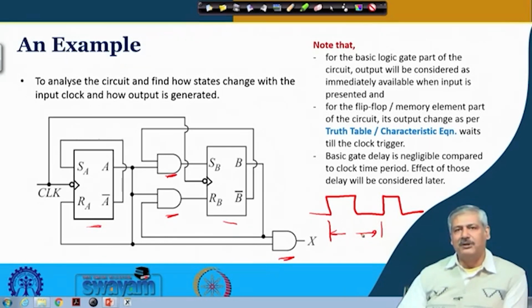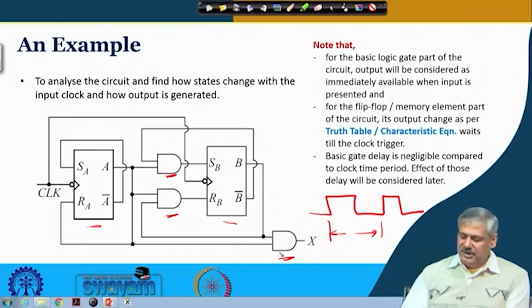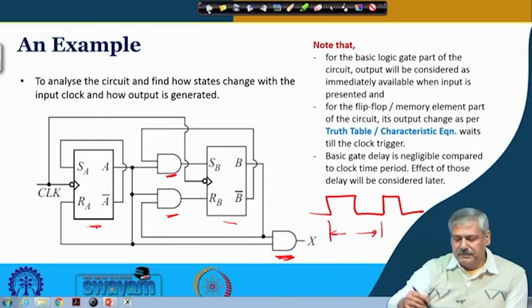If the delay is comparable, what will happen? That again we shall take up later. Right now, in our first discussion on analysis of sequential logic circuits, we are considering a scenario where the propagation delay of basic gates is sufficiently small. Similarly, the delay of the circuits inside the basic gates that go into making these flip-flops, and the delay of the flip-flop itself, is also small. That is what we consider.